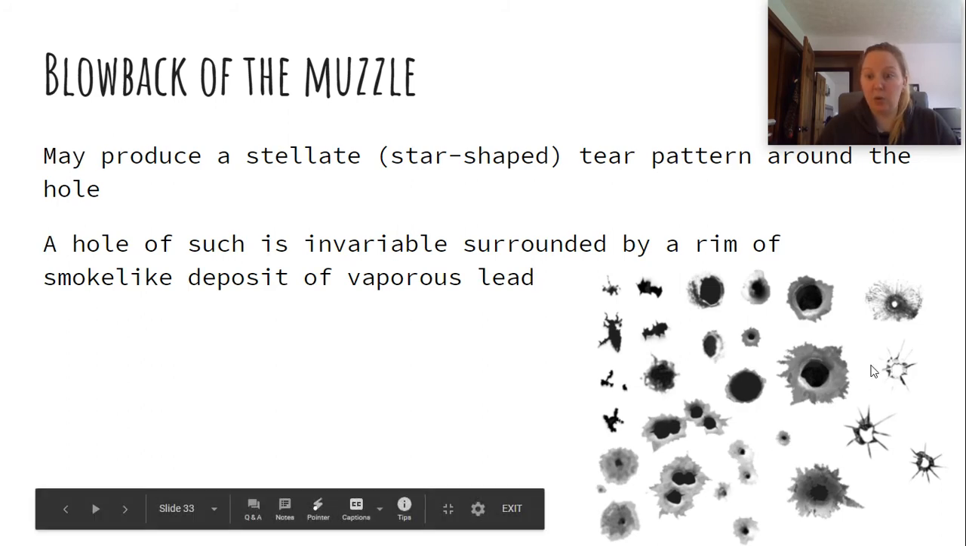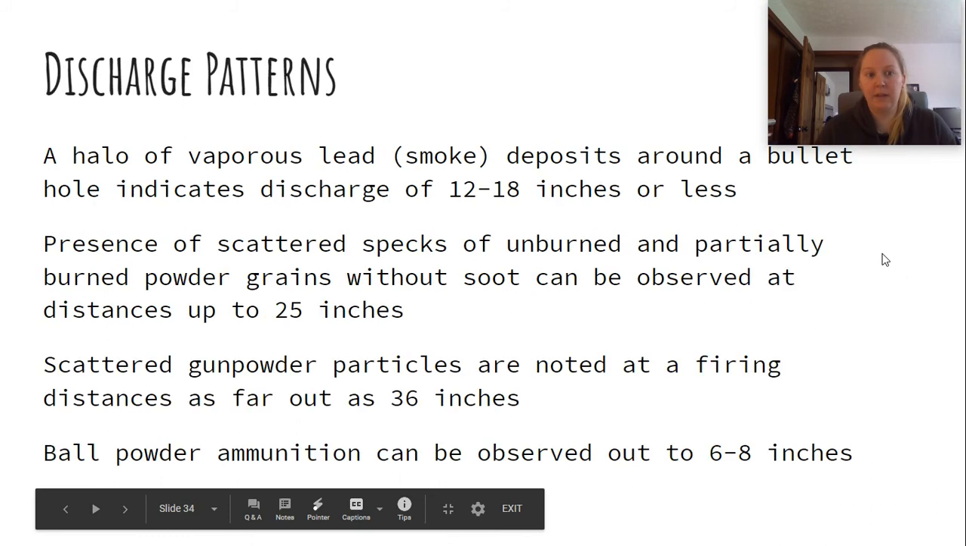So this is a good one. All of these are pretty good. These ones are showing a little bit more close range. This one's a good one too.